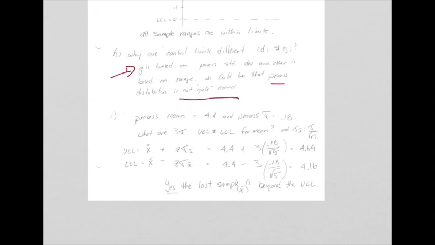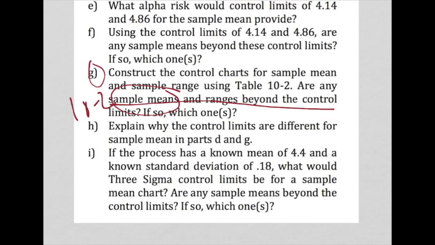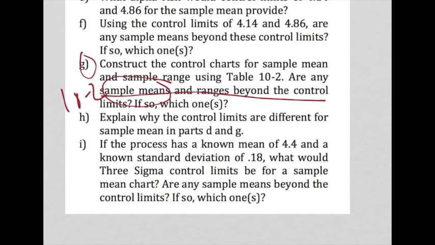Okay, finally, we're almost there. Let's take a look at the last point, which is I. Okay, so I is, if the process has a known mean of 4.4 and a known standard deviation of 0.18, what would the 3 sigma control limits for a sample mean chart be? Are any sample means beyond the control limits? If so, which one? So let's take a look at that. So they're saying ignore what you calculated in the problem, which is the 4.5. If you remember, ignore what you calculated in the problem and use these values and take a look at the control limits and what does that mean?